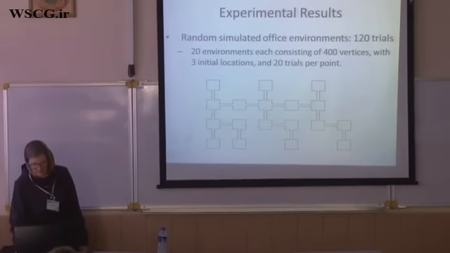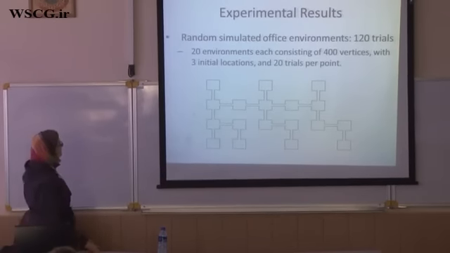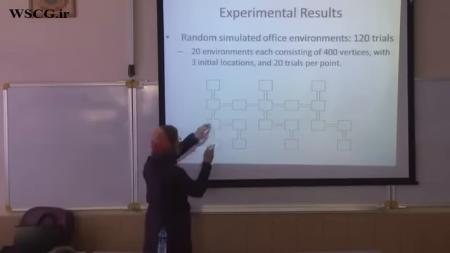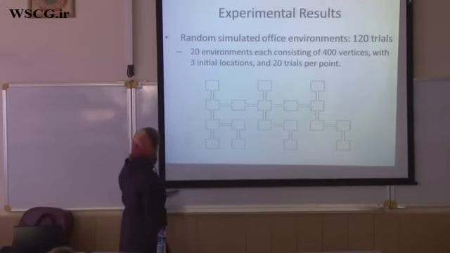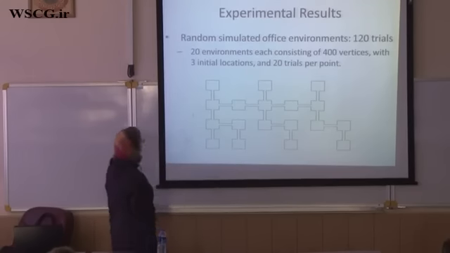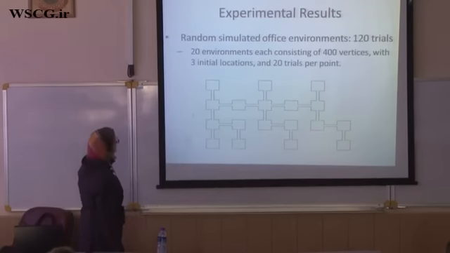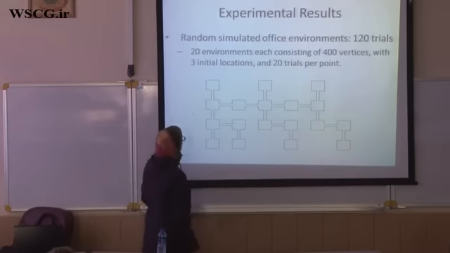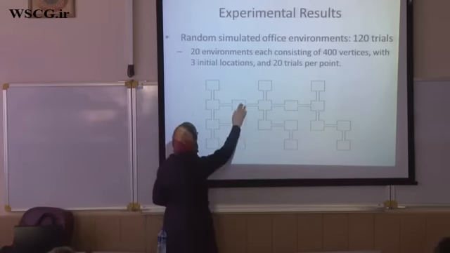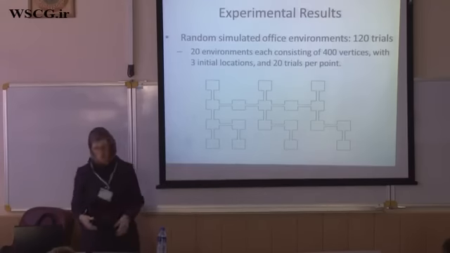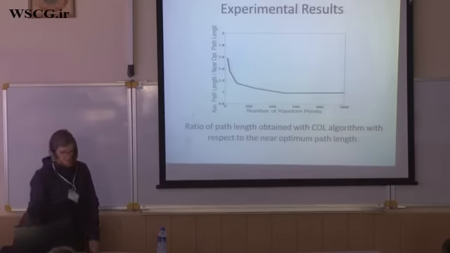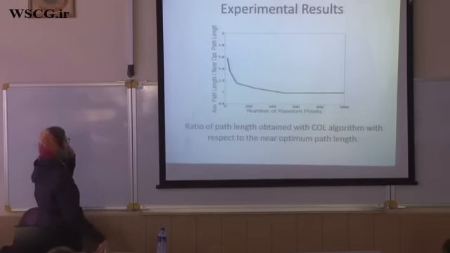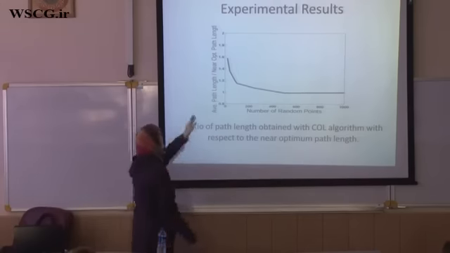So she tried this on 20 different environments. She keeps generating things that look kind of like this. This is just one example. And they each have 400 vertices in them, so pretty large office environments. And she picked 3 different initial locations, and then depending on the initial location, she did 20 different trials to see what would happen. And here she's looking at the average path length divided by near optimal path length.